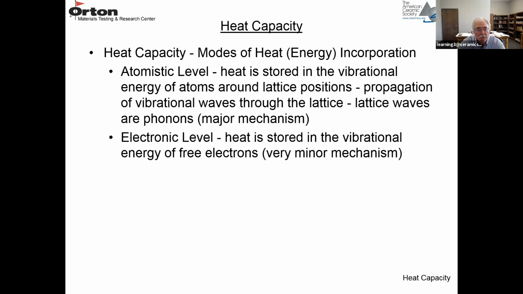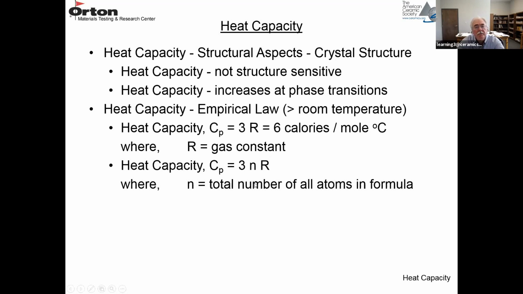for heat transfer. The other mode of incorporation is at the electronic level. So heat is stored in the vibrational energy of free electrons. For non-metallic materials like ours, that's a very minor mechanism. So the structural aspects of heat capacity: it is not structure sensitive. So it doesn't depend on the crystal structure.